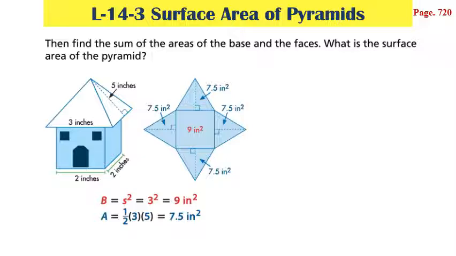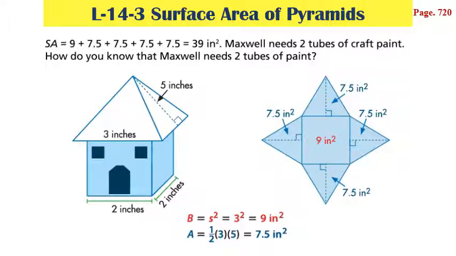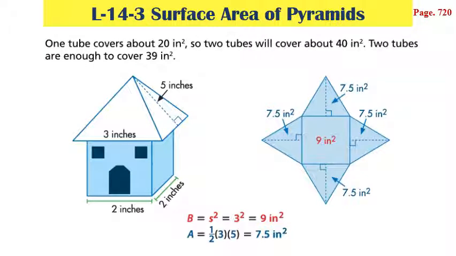What is the surface area of the pyramid? SA equals 9 plus 7 5/10 plus 7 5/10 plus 7 5/10 plus 7 5/10 equals 39 inches squared. Maxwell needs 2 tubes of craft paint. How do you know that Maxwell needs 2 tubes of paint? 1 tube covers about 20 inches squared, so 2 tubes will cover about 40 inches squared. 2 tubes are enough to cover 39 inches squared.